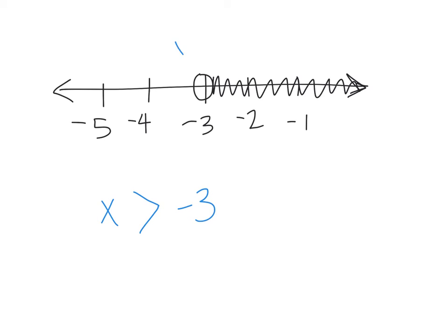Now we need to look at the circle. Is -3 part of the solution? Since it's an open circle, it is not part of the solution. So it will not have that equal to line underneath the inequality. So my answer is simply x is greater than -3. We could also write it with -3 first, and it would be -3 is less than all numbers. So either way is a correct way of writing what we see on this number line.